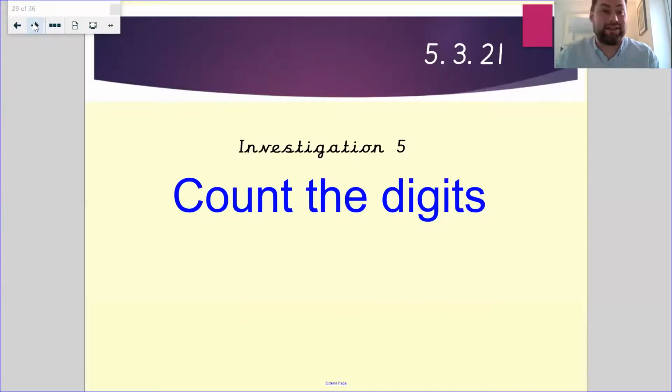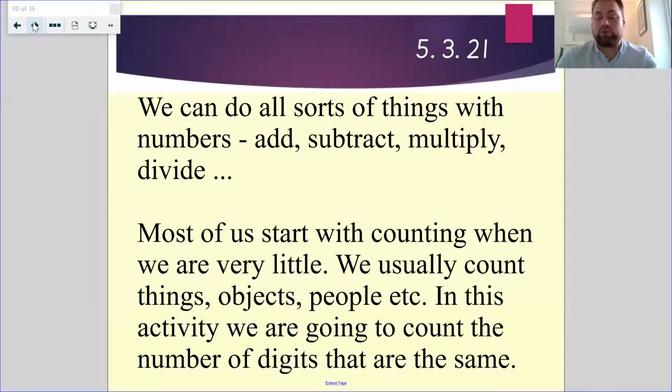Investigation is called Count the Digits. So we can do all sorts of things with numbers. We can multiply, subtract, divide, etc. And when we start counting, most of us began our journey in maths counting when we were very, very young. You may have been counting little blocks, or you had books that you could count pictures in. And in this activity, we're going to be doing the similar thing, but we're going to be counting the digits. So bear with me here.